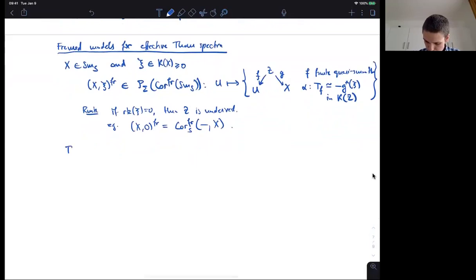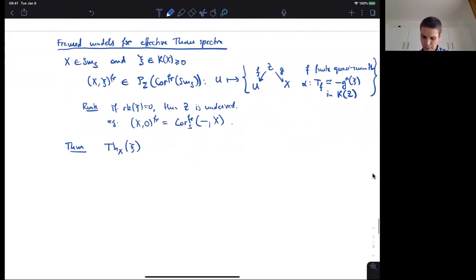Right, and now the theorem is the following: these X comma C framed presheaves are framed models for the Thom spectra of these C's. So the Thom spectrum of C is equivalent to the framed suspension spectrum of this presheaf. This is an equivalence again in SH(S), which is the same as SH framed (S).